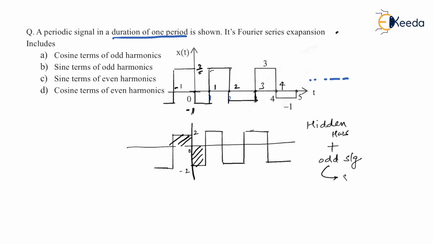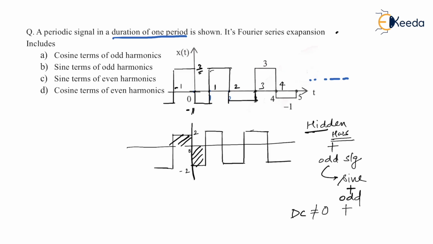In that case, since it is an odd signal, it will have only sine components. Since it has half wave symmetry, it will have only odd harmonics. Secondly, since it has hidden half wave symmetry, the DC value is definitely not equal to 0. So let's go through the options.